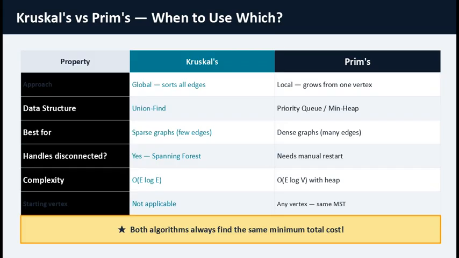Prim's grows locally from a seed vertex using a priority queue. It's more efficient on dense graphs with many edges, running at O(E log V) with a binary heap. One practical difference: Kruskal naturally handles disconnected graphs by producing a minimum spanning forest, while Prim's needs to be manually restarted for each connected component. But remember, when the graph is connected, both algorithms guarantee the exact same minimum cost.